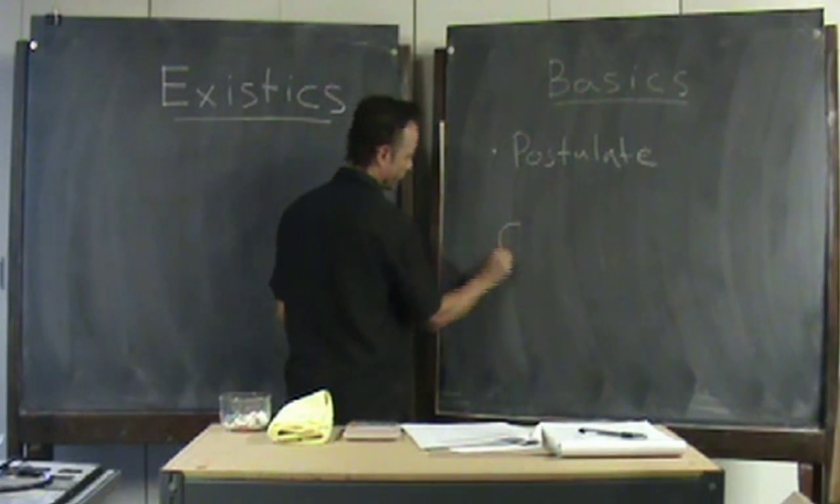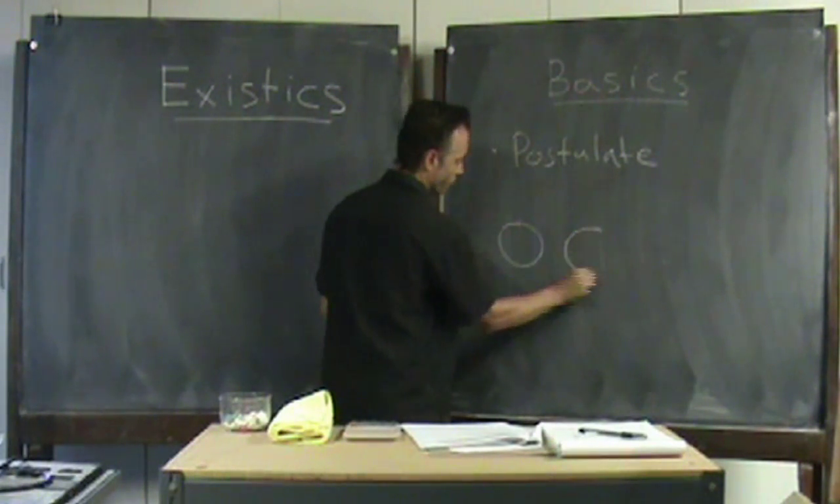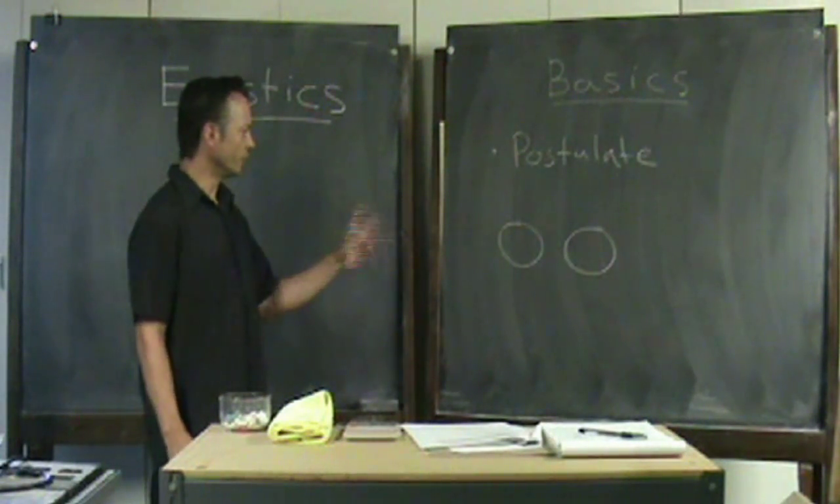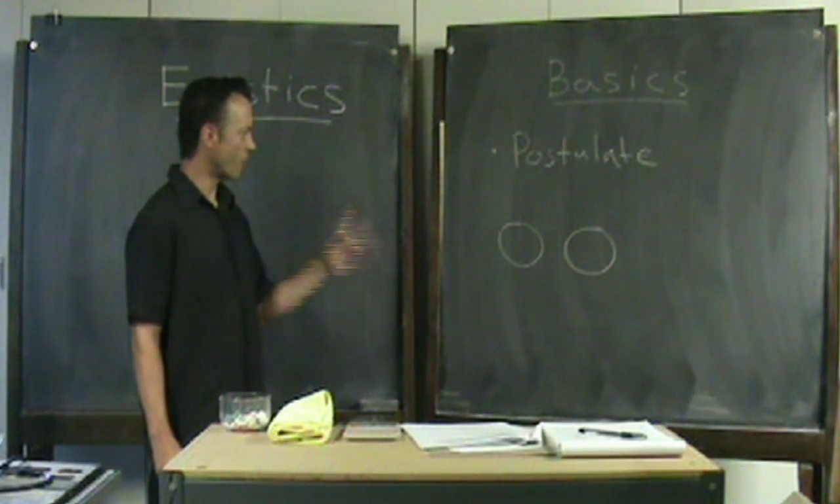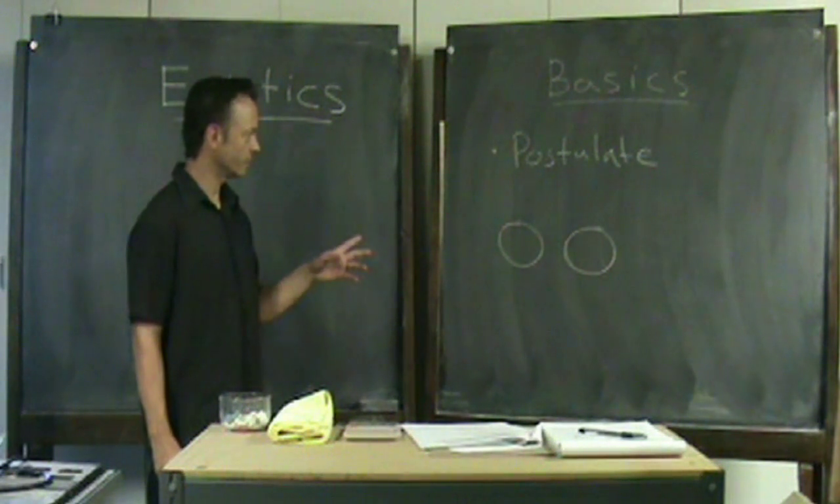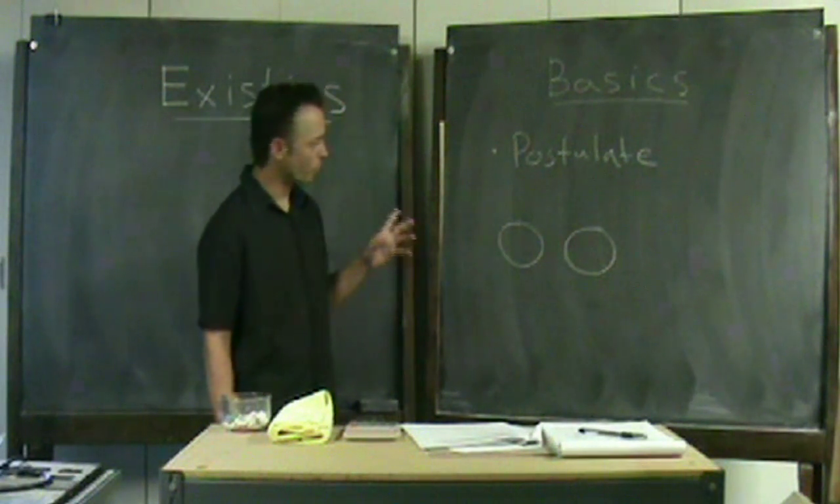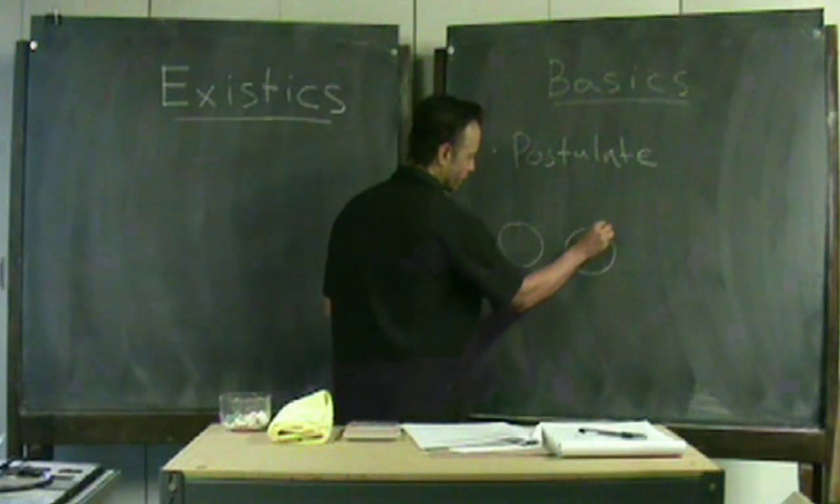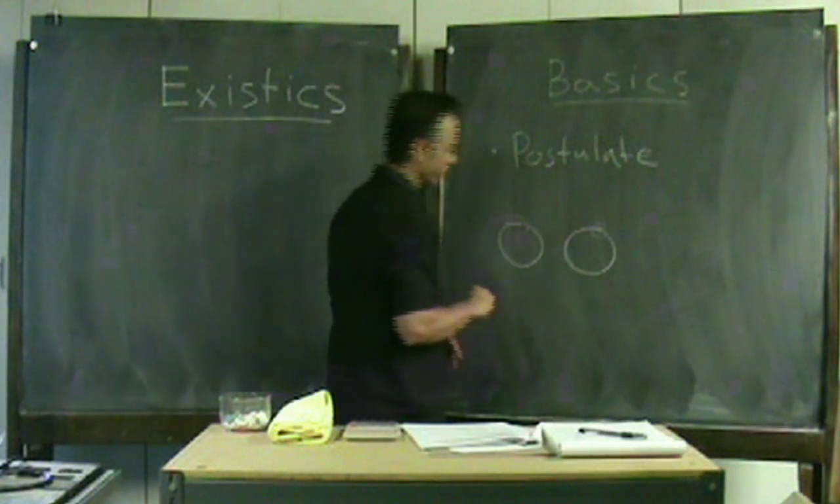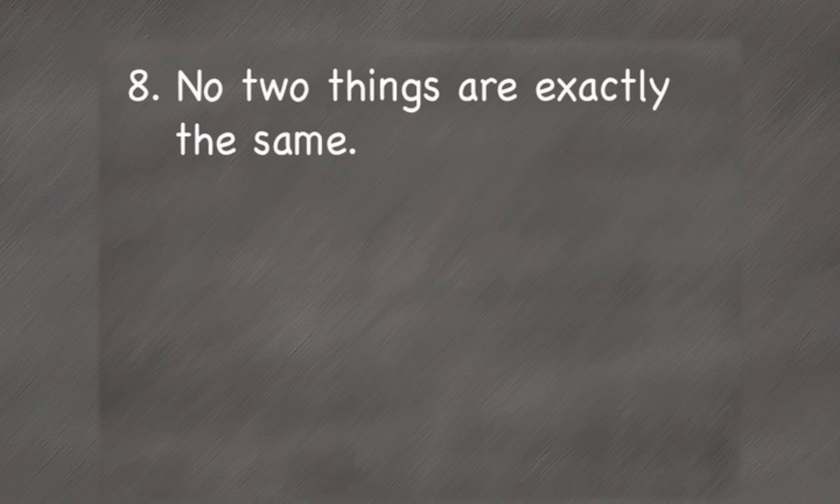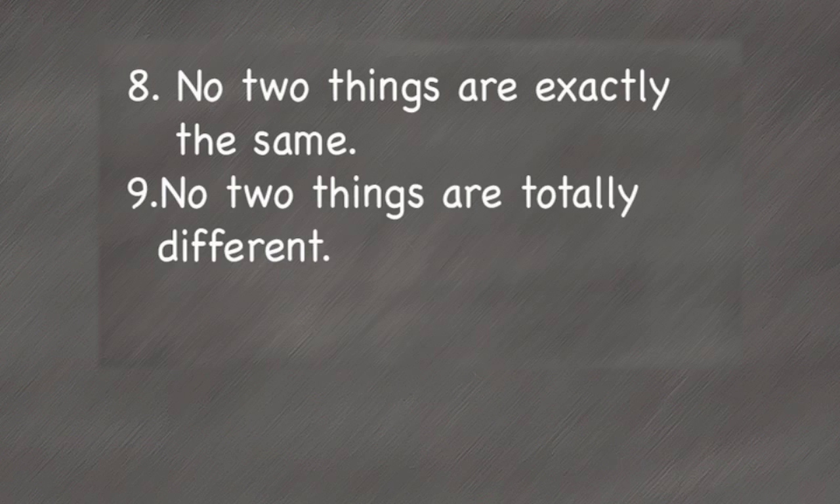So let's say I have, it's obvious, but let's say I have two balls, two basketballs, two baseballs. I can look at these objects and see that there is at least one thing, there's at least something about these two objects that is not the same. No two things are exactly the same. Okay, now what's going to come from that is the idea that no two things are totally different.